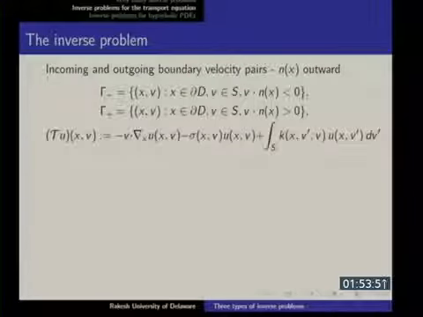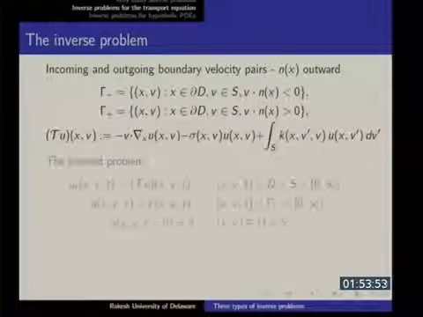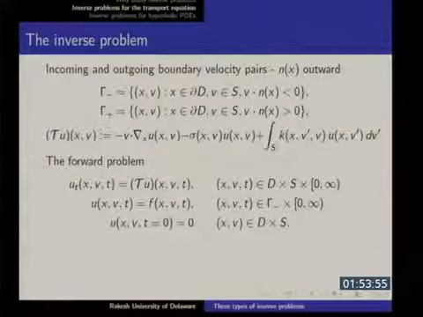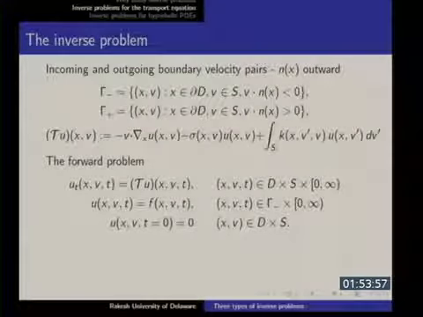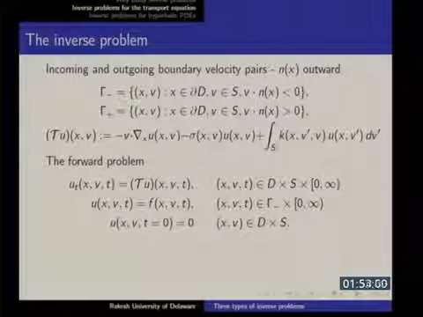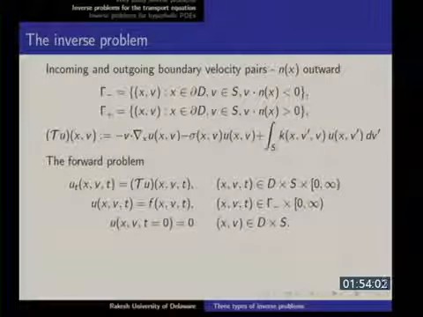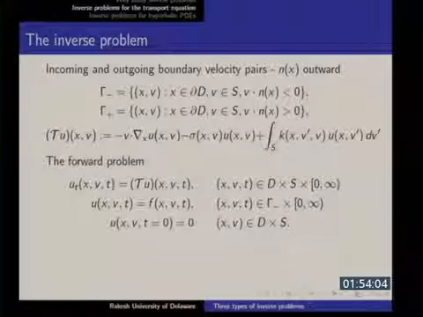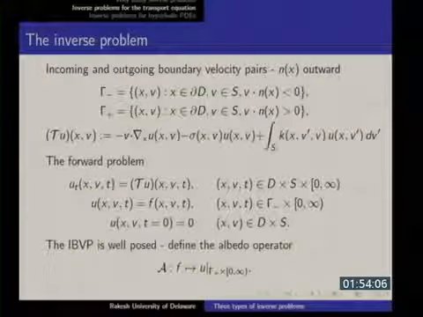So I defined this, it was just a notation. So this is the forward problem. You prescribe the concentration on the incoming part, and there's no concentration initially, and that's a well-posed problem.